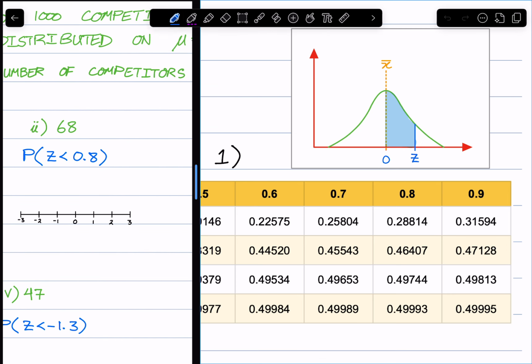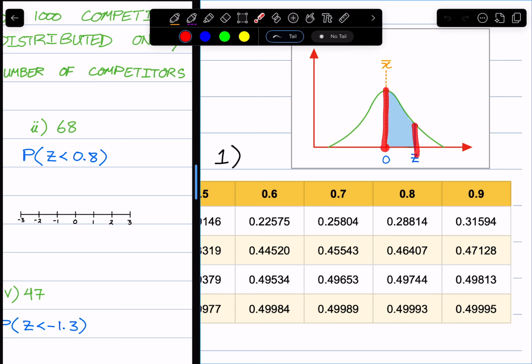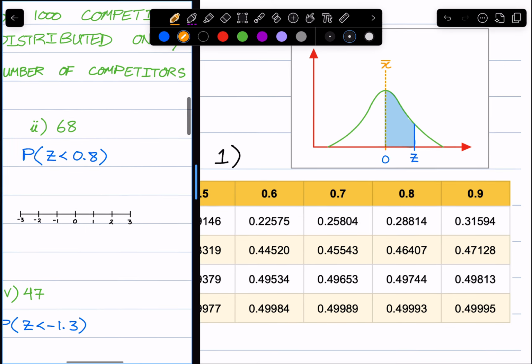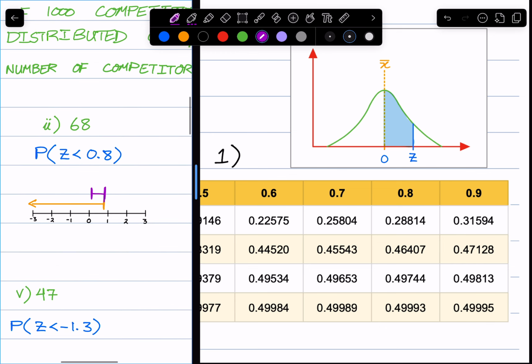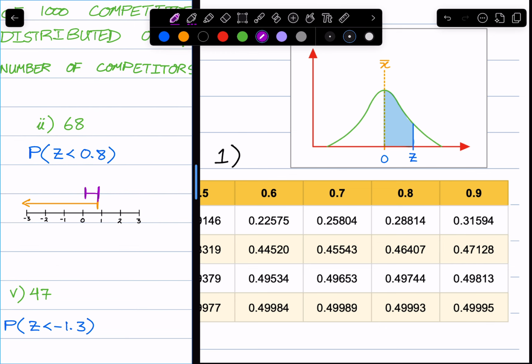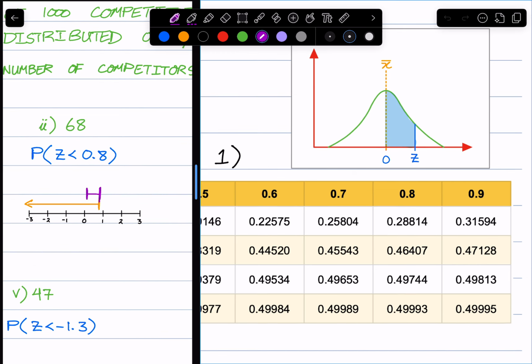this table only gives us from the z-score to halfway. But we want 0.8, which is here, and everything below. Now this table is only giving us everything here in purple. So this percentage here is in purple. So to find the orange, we just add on 50%.